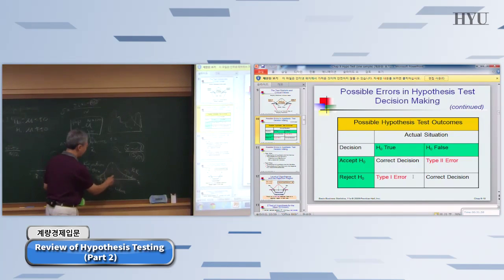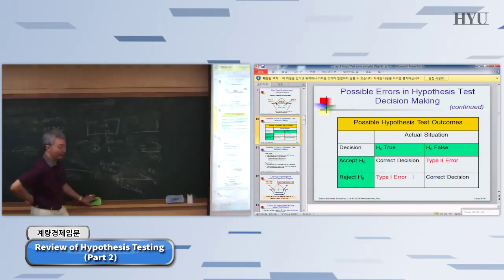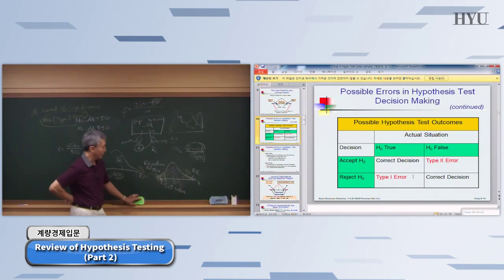Well, this is a non-rejection region. So if your test statistic falls there, then your conclusion should be what? Do not reject. What, can't we accept the null hypothesis? There is still a chance to make a type 2 error.